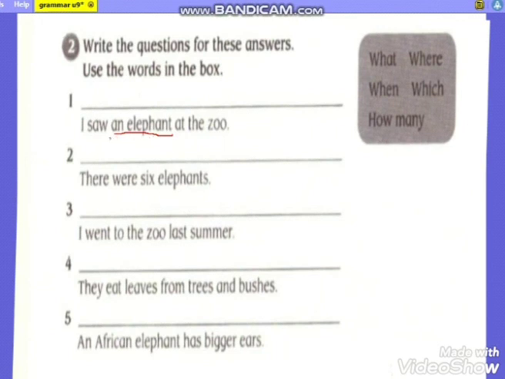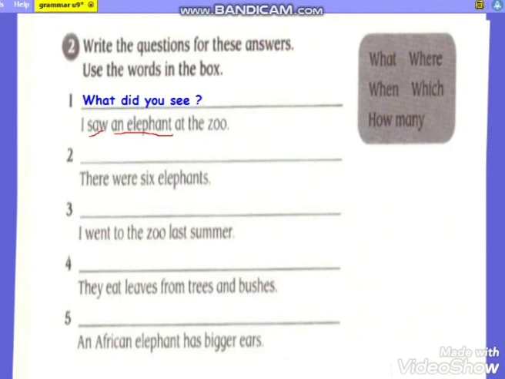So the verb is saw, which is verb 2. So we have to use what? That. Excellent. If we want to ask about the elephant, we have to use what? So what? After what, you have to add the helping verb, which is did, because of the verb saw. You, the subject. So saw becomes verb 1, which is see, and at the end add the question mark.